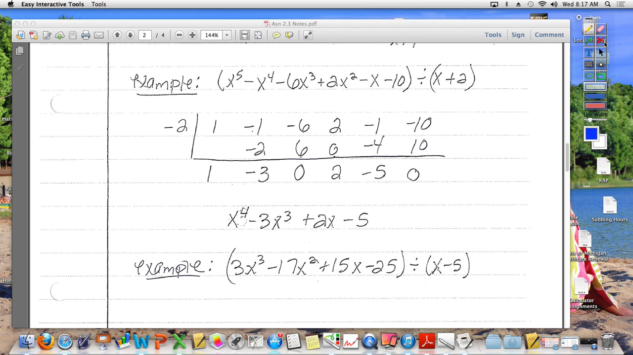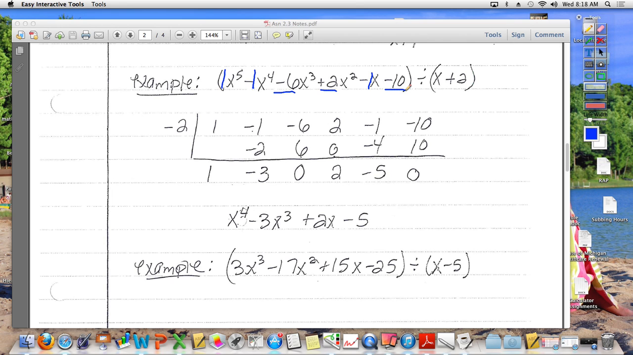So there's a 1 in front of the x to the fifth power. There's a negative 1 in front of the x to the fourth power. Then there's a negative 6, a positive 2, a negative 1, and then a negative 10. So no missing terms. We have a fifth power, a fourth power, a third, a second, a first, and a 0 power. So I have to put no placeholders in, no zeros in, and I just line them up. I line up my 1, my negative 1, negative 6, 2, negative 1, negative 10.